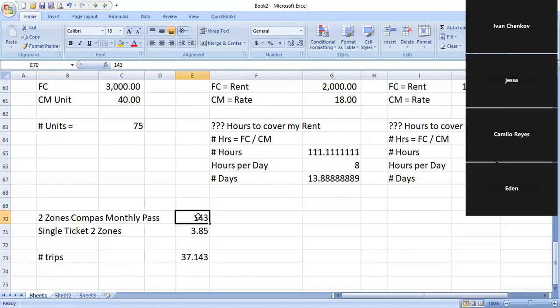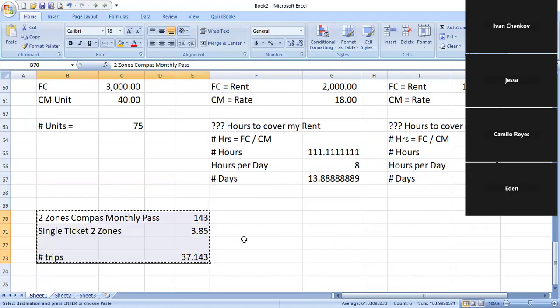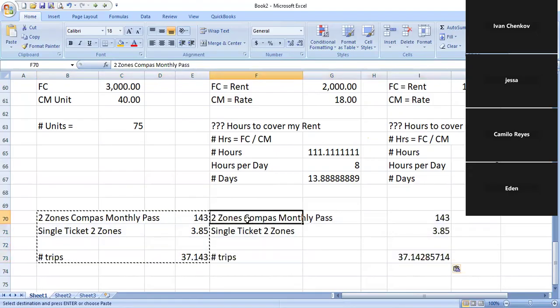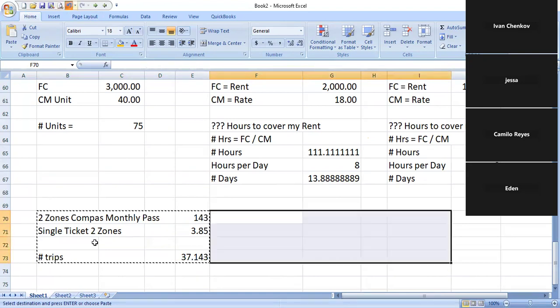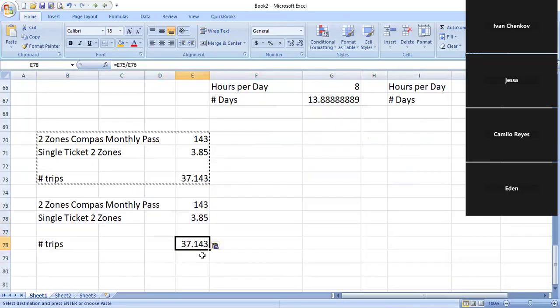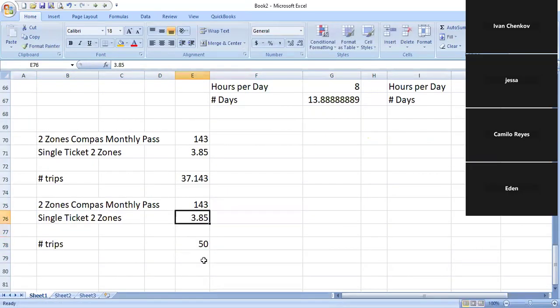Now, if you're using the Compass card 50 times, how much will the cost per trip be for you? Let's do that calculation. The flip side is, if I'm using my Compass card 50 times, how much will your cost per one trip be?